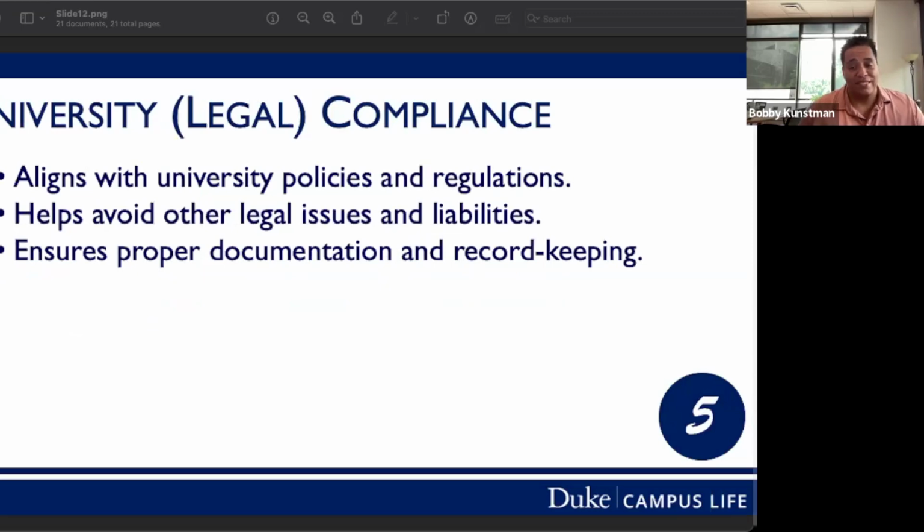University and legal compliance is essential to protect your organization. One of the most important parts as you navigate your work as a student org leader is you need to ensure that your organization is aligning with university policies and regulations, especially to avoid any conflicts or putting your organization in bad standing, in a way in which you don't have access to student fee funds, those types of things. So really, it's about ensuring that you are in alignment with how everything works.